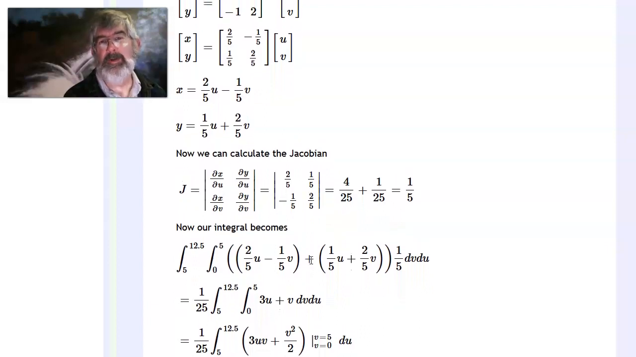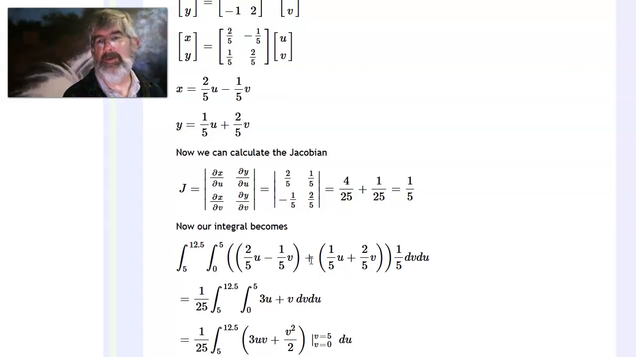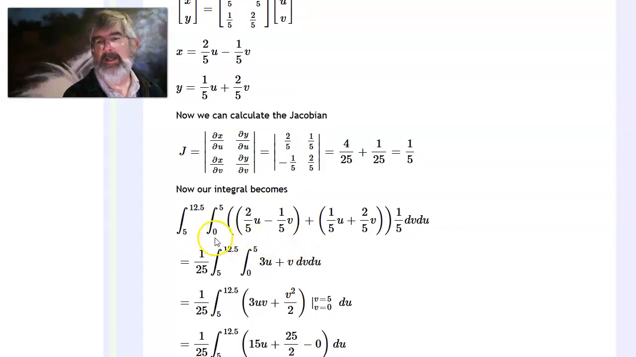Anyway, so our integral, remember, was the integral of x plus y dA over that region. Well, that region now, I'm doing it dv du. So u was from 5 to 12.5, and v was from 0 to 5. The x plus y is here, right? This was the formula for x, 2/5 u minus 1/5 v, and this one was the y. The 1/5 here is the Jacobian. That is, the dx dy turns into 1/5 dv du.